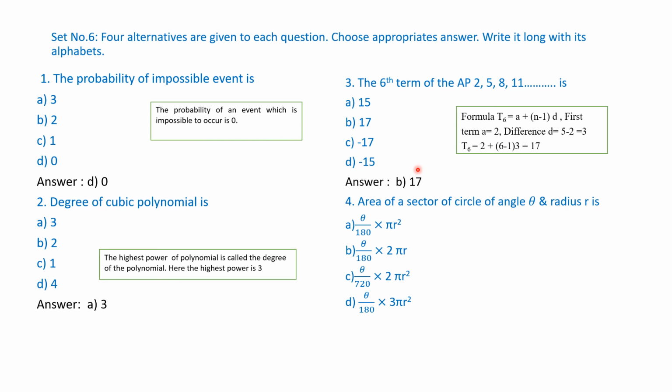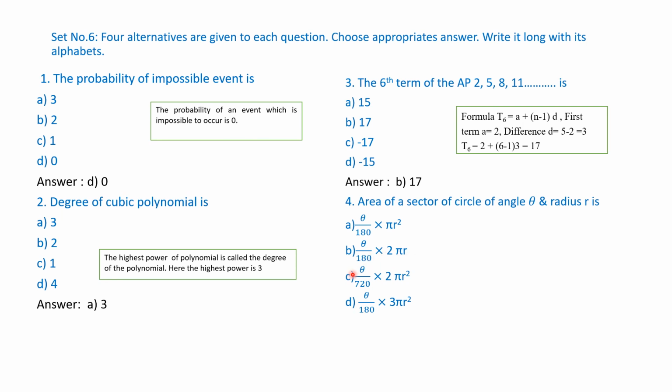Then question number 4. The question is, area of a sector of a circle of angle theta and radius r is given by, there are 4 options. Option A, theta by 180 into pi r square. Option B, theta by 180 into 2 pi r.